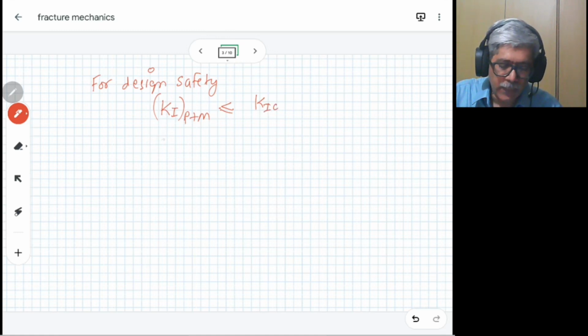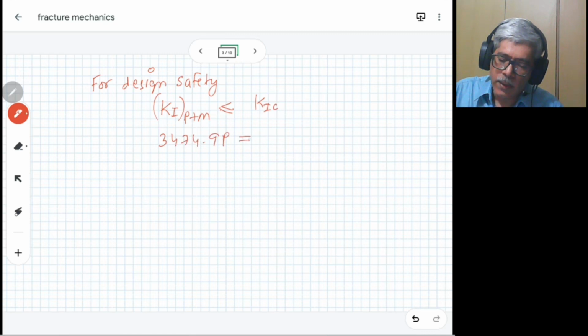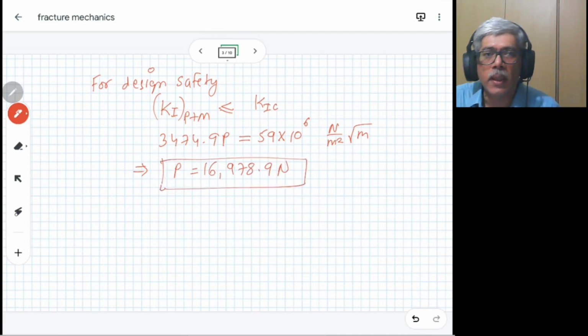So we are having the value of 3474.9 P equal to 59 MPa under root meter. So that is 59 into 10 to power 6. So this will be Newton per meter square under root meter. So this implies the value of P is 16,978.9 Newton. So this is the safe load that can be withstood by this frame without any problem in the presence of the crack.